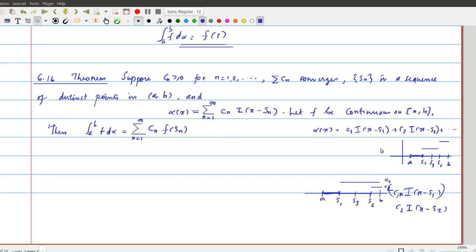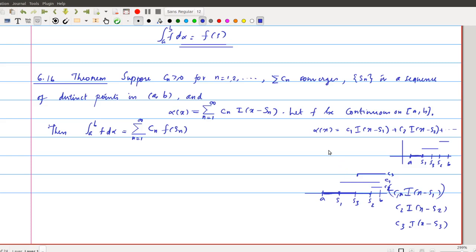Okay, so if you consider the first 3 terms, you consider the next one, c3 times I of x minus s3. Then what is I of x minus s3? Up to this s3 we have 0, and from s3 onwards the value is c3 times 1. So that will be somewhere here. If this is c3, then from s3 onwards the value of this c3 times I of x minus s3 is this. Okay, so now you consider the sum of these three.